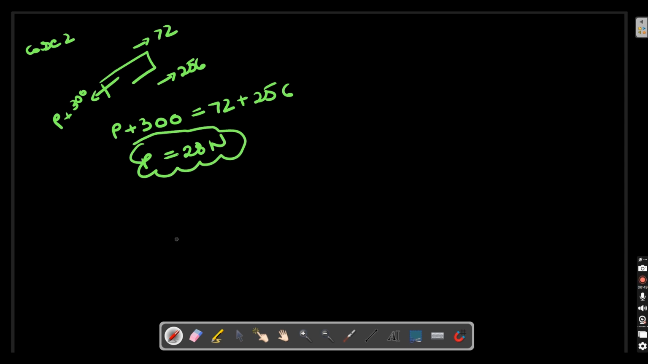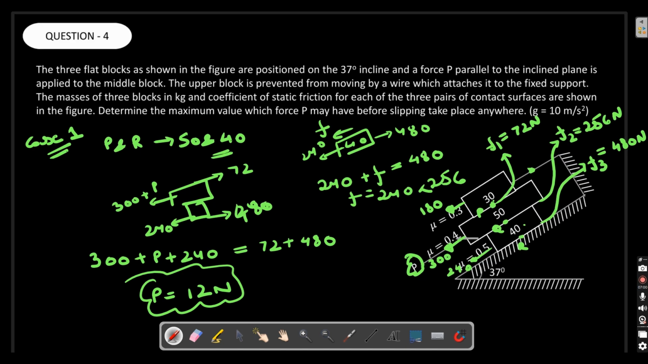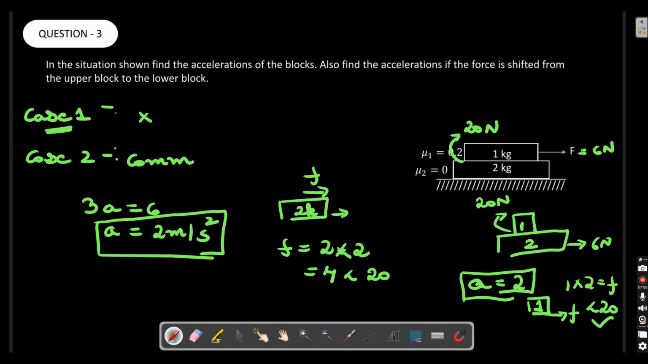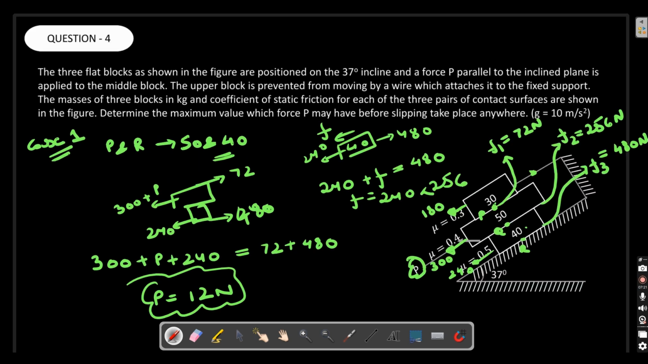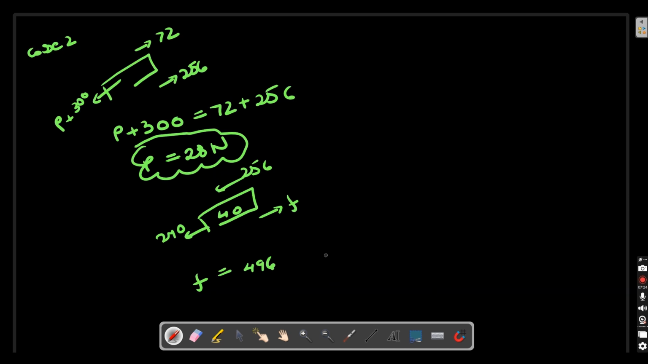Now whether this is right or wrong, how can we know? Now analyze the 40 kg block. Now we'll have friction force in this direction, and you have 256 Newton in this direction, because this is 256 Newton. This 256 Newton will try to support this 240 Newton. Now the friction force will be 256 plus 240, which is exactly 496, which is greater than 480. So it is greater than the limiting value. Is this possible? No.